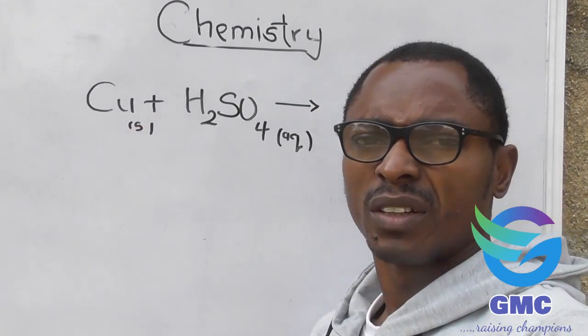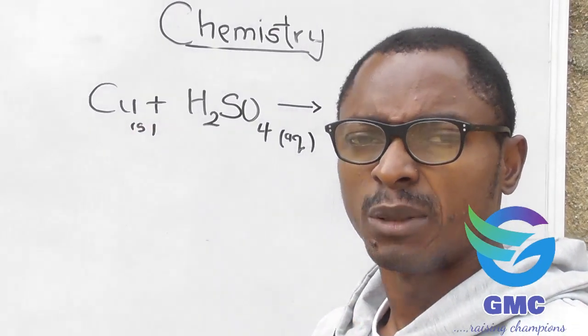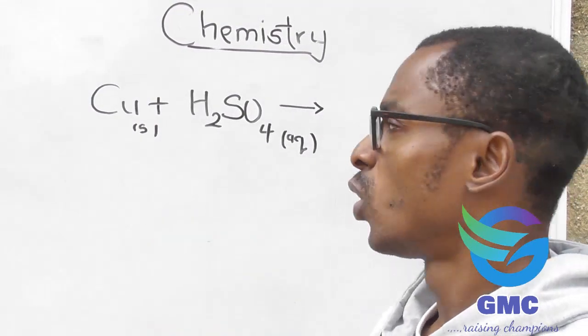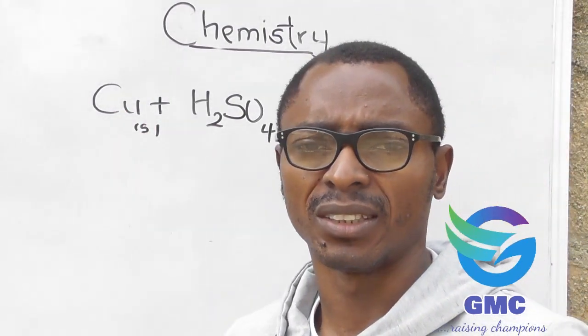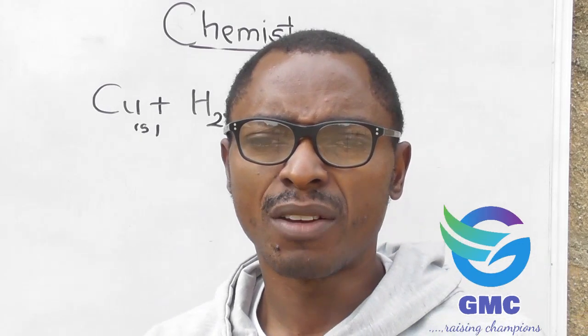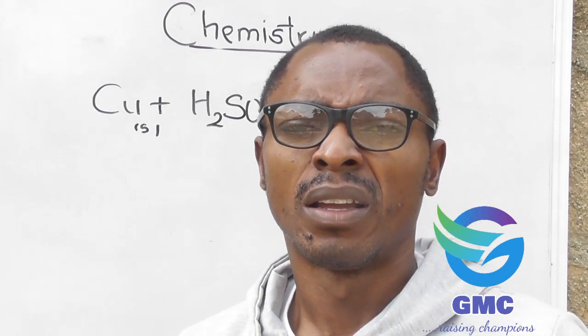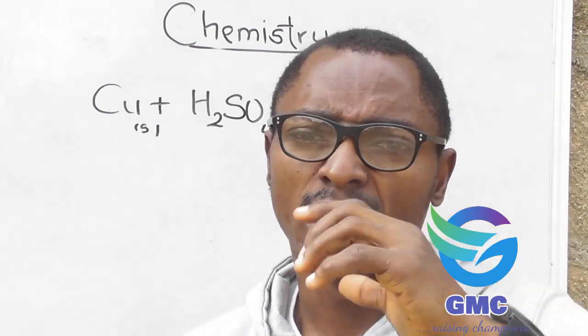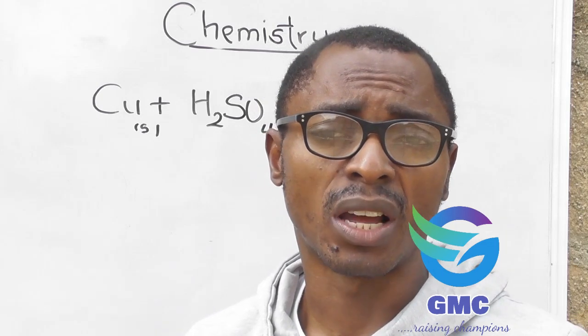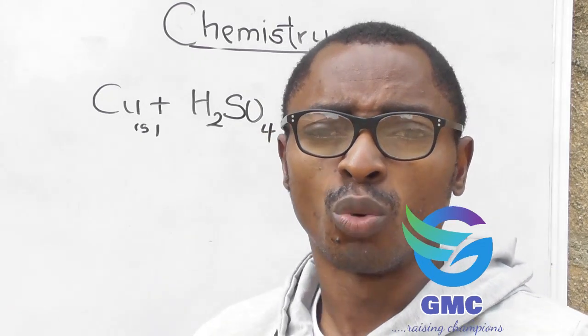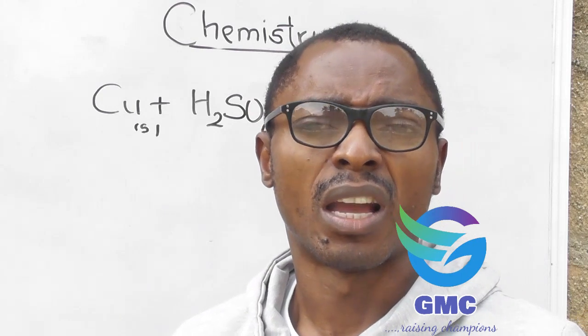Let us see this, a typical reaction. Copper plus dilute tetraoxosulfate 6 acid. Don't forget that whenever a metal above hydrogen in the electropositive series reacts with a dilute acid, it displaces the hydrogen atom in the acid to produce hydrogen gas.